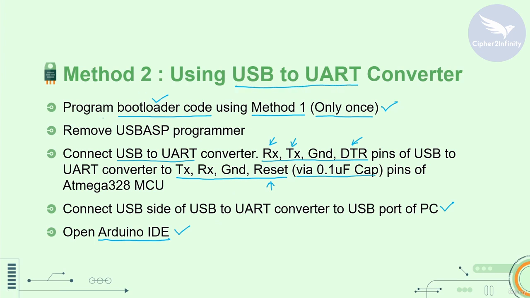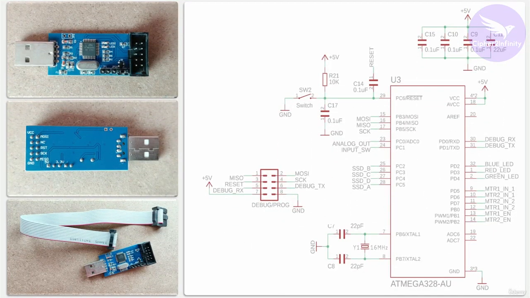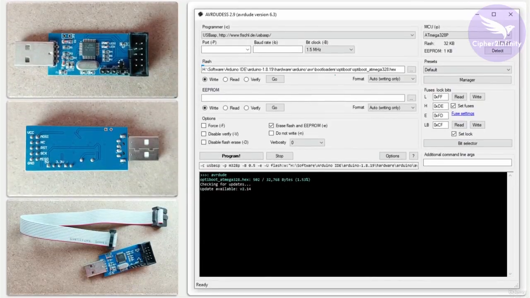Okay, so I hope that this method 2 is now clear to you. So quickly I will recap this with the help of images. First of all, you need to use a USB ASP programmer in order to program the bootloader in the microcontroller, in the Atmega328 microcontroller, and that will be done using this particular software, which is AVRDUDE.